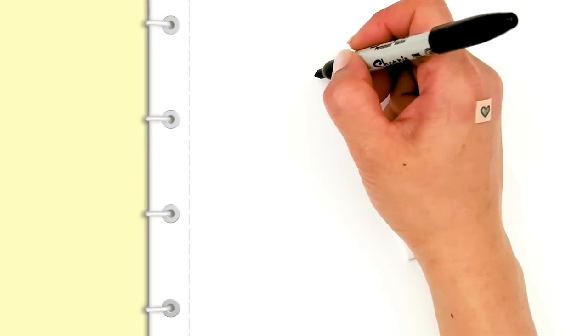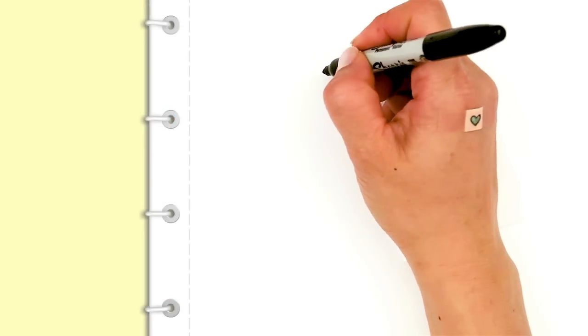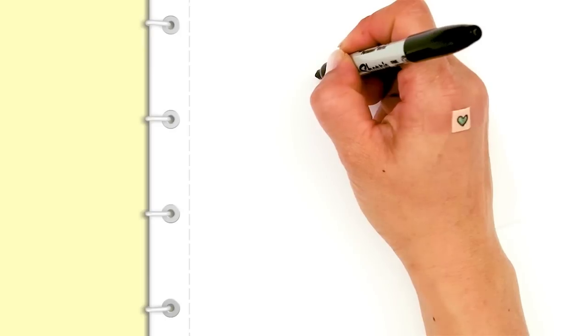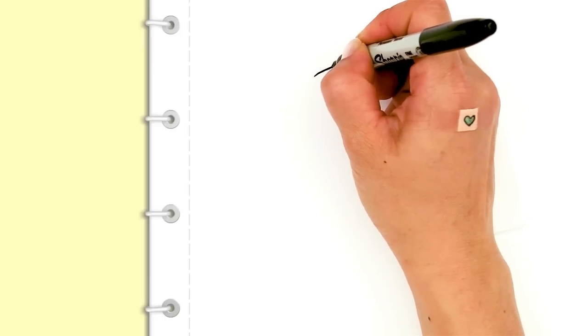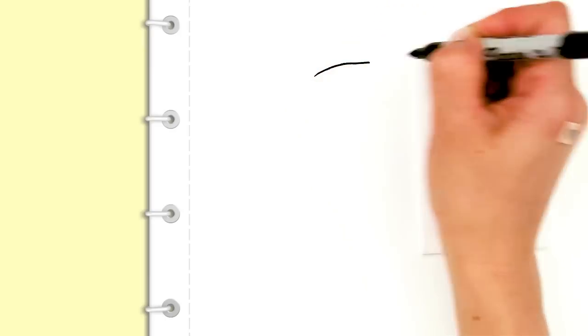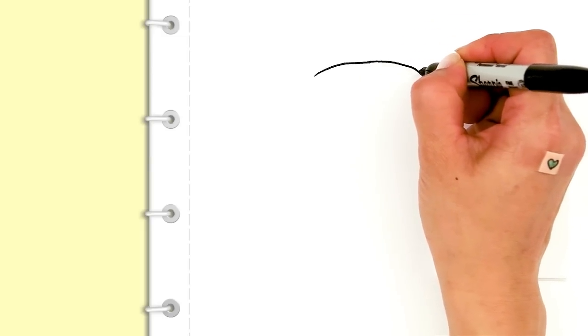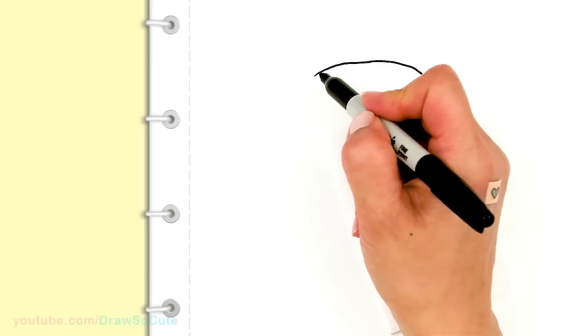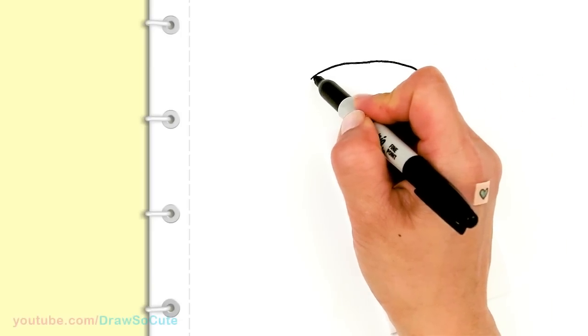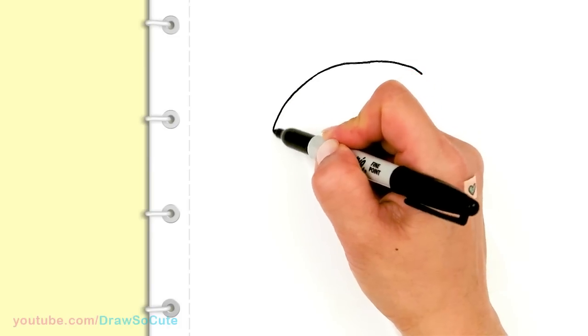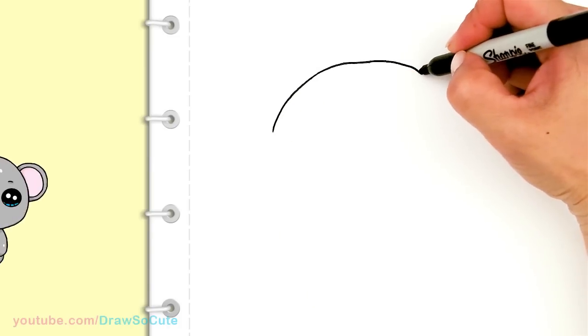To draw this cute little koala, we're going to start by drawing the top of his head. So right here I'm going to start and draw a curve for the top of his head. I'm just going to bring down the curve right in the center. Something like that. And then we're going to curve it out. So we're basically trying to make this dumpling shape that I usually give to all my Draw So Cute animals.